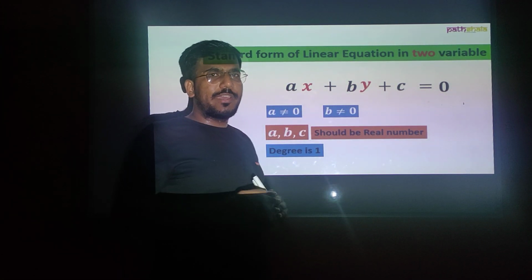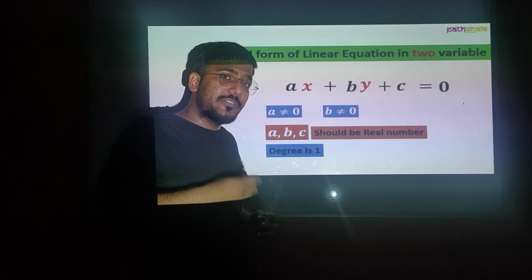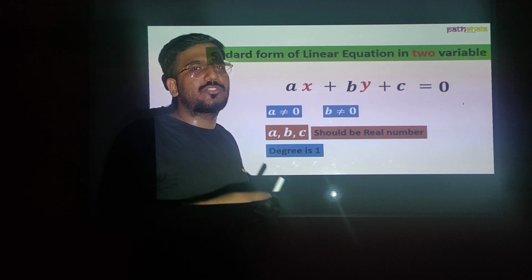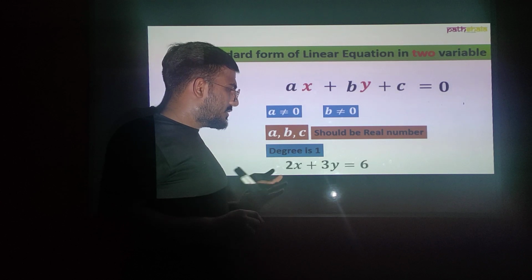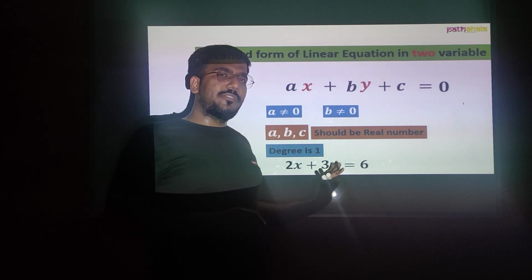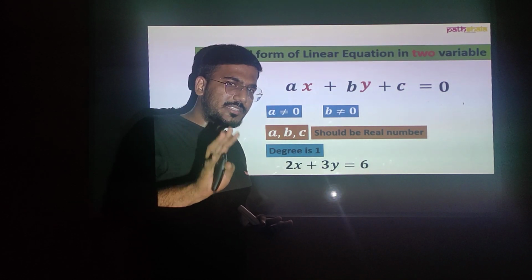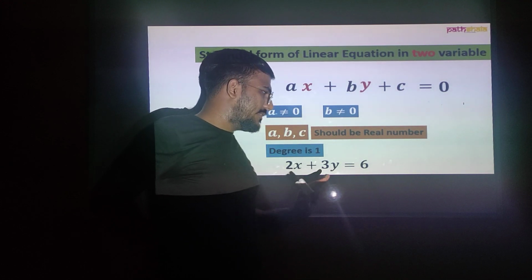Okay? Let's see a few examples of linear equations. How a linear equation in two variables looks, and how it has to be written in the standard form or general form while solving. The first example is 2x plus 3y is equal to 6. Now listen, let's understand. You should not get confused.